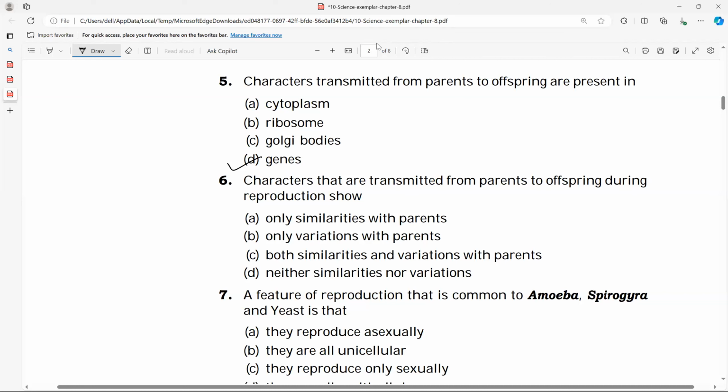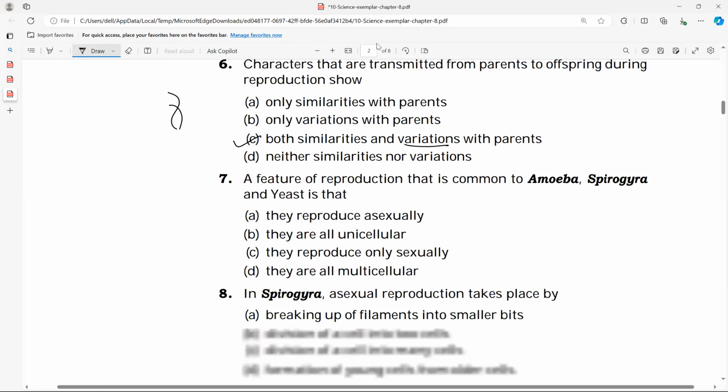Next, question number 6. Characters that are transmitted from parents to offspring during reproduction show both similarities and variations from parents. So why are they showing similarities? Because they are going to have the DNA of both the parents. And why dissimilarities, why variation? Because the two parents' DNA is being involved. So both similarities and variation from parents.